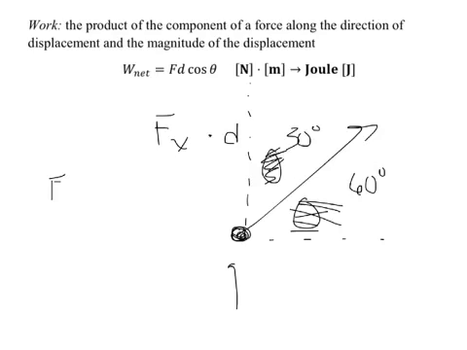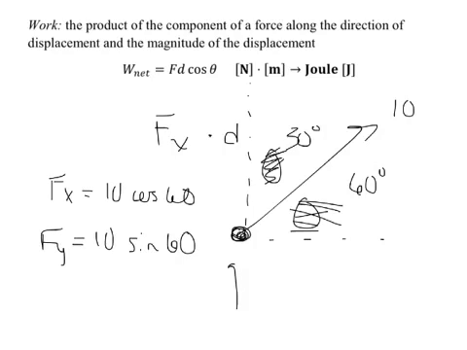We said that Fx would be, let's call the force 10, 10 cosine 60, and Fy would be 10 sine 60. Agreed? That's what we've done in the past, and that works. Now, instead of using sine of 60, I'm telling you guys, we could always use cosine from now on, but when we're moving vertically, we should use the other angle.